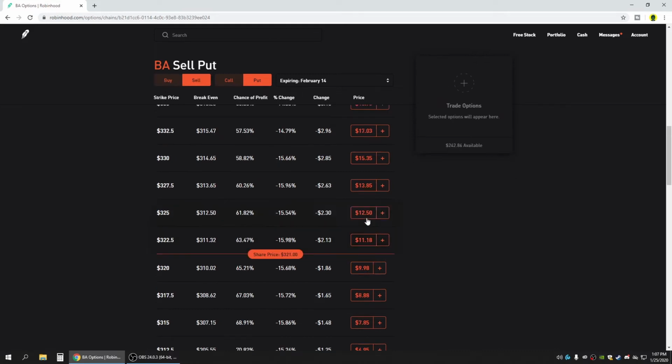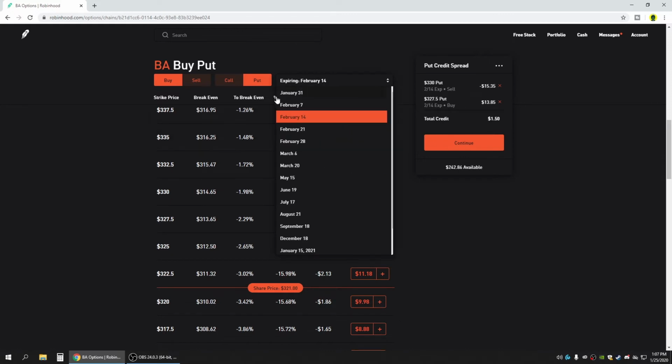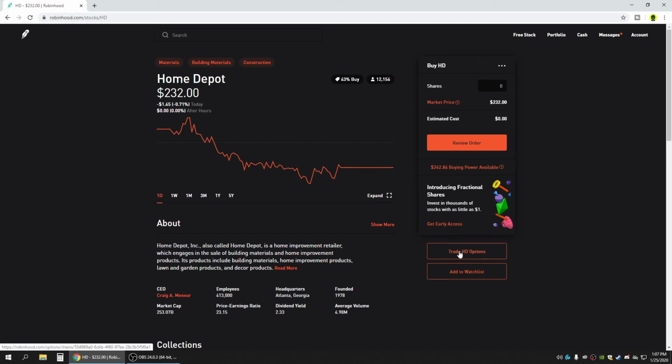You could even go deeper in the money. Say you want to sell this 330 and buy this one, you get a $150 credit, and then you would only have a $100 risk. And we are pretty far out in expiration. From my experience, the shorter the expiration, the more potential credit you can get from these in the money plays. If you're trying to get a $20-$30 credit spread, you're probably going to have to be in the money. We can check out Home Depot. Home Depot has some pretty good credit spreads.